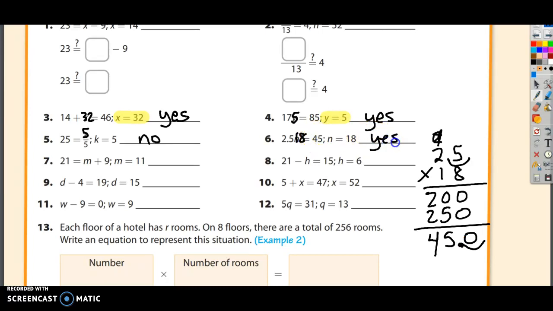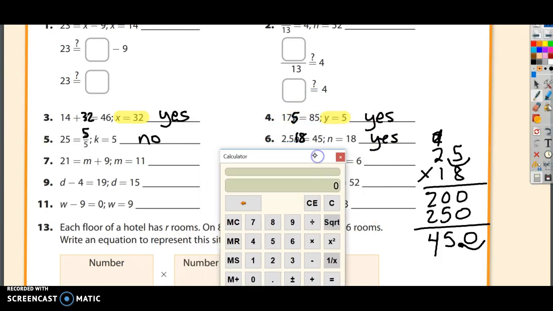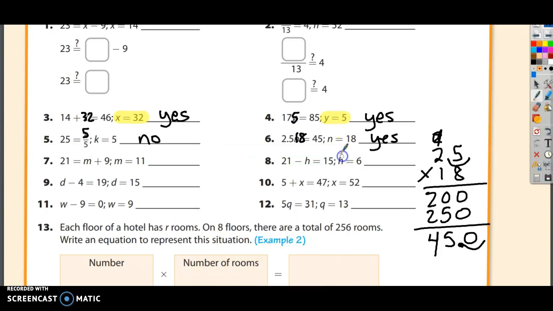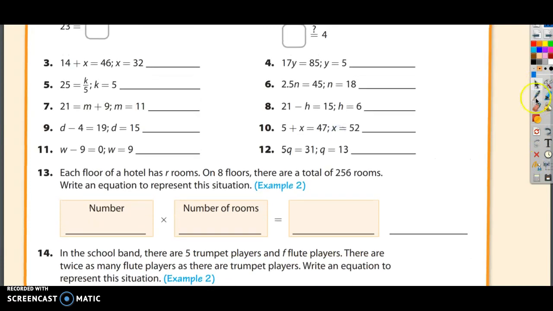The answer is yes. A much faster way to check that, even though I don't necessarily want you doing this, would have been to do 2.5 times 18 is equal to 45. Okay, I'm going to go ahead and move up a little bit and rewrite some of our answers here. We decided that 3 was yes and that 5 was no. We decided that 4 and 6 were both yes.